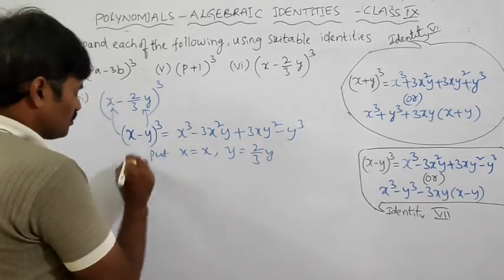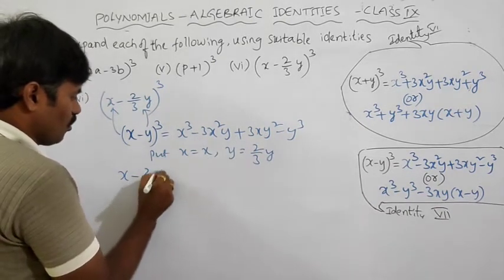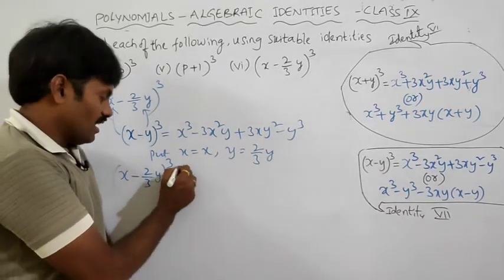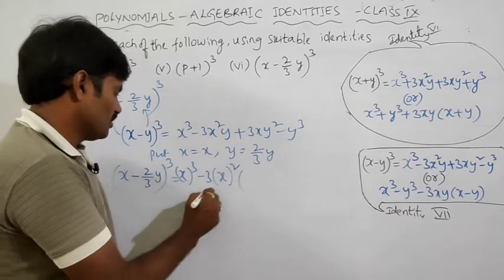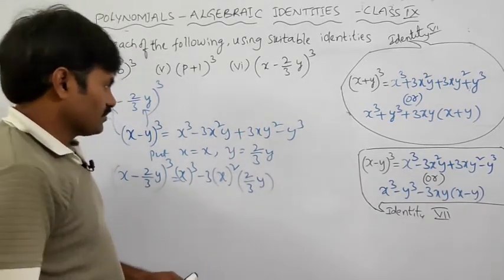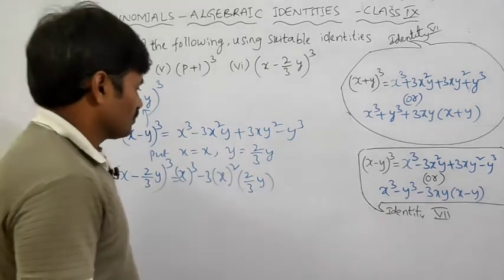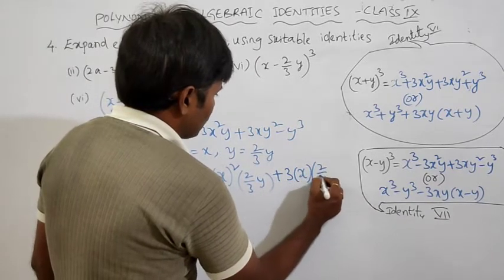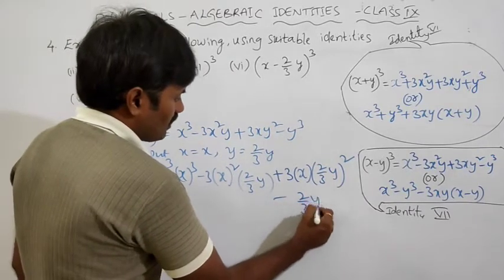Yes. Now substitute in that. It becomes (x minus 2 by 3y) whole cube is equal to x cube, x value x itself, minus 3 into x square, x value x itself, into y value 2 by 3y. Is it? Next, what is the next term? Plus 3x y square, plus 3 into x value x itself, y value (2 by 3y) whole square, minus y cube, (2 by 3y) whole cube.